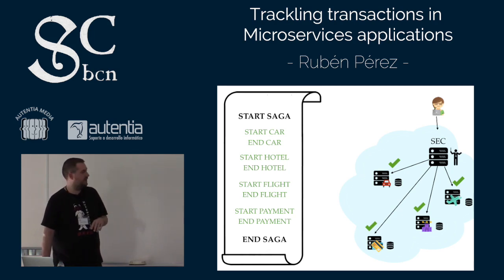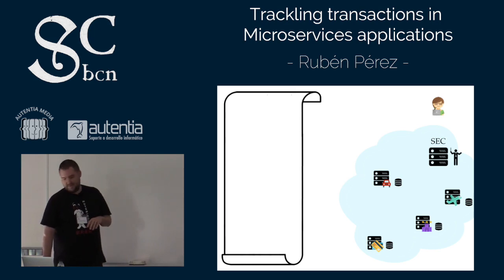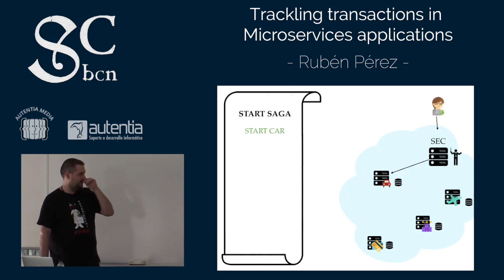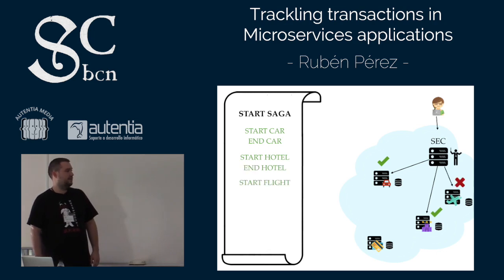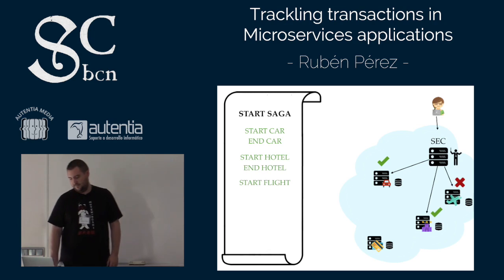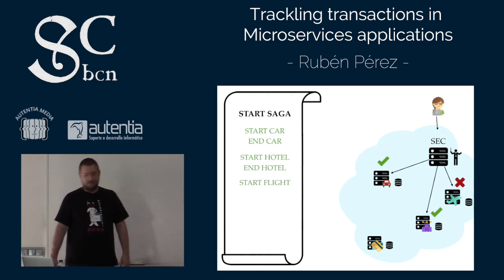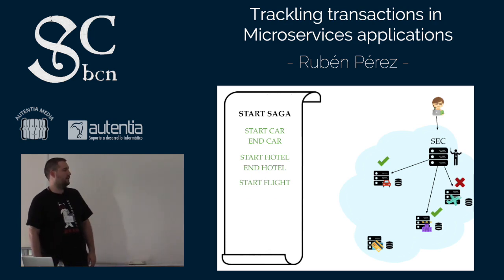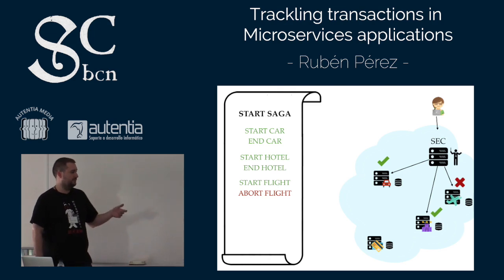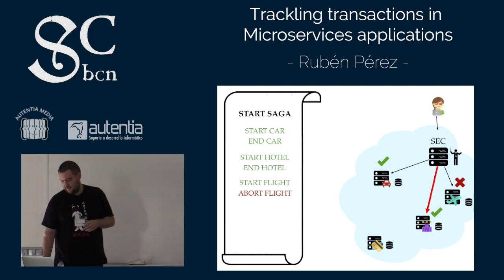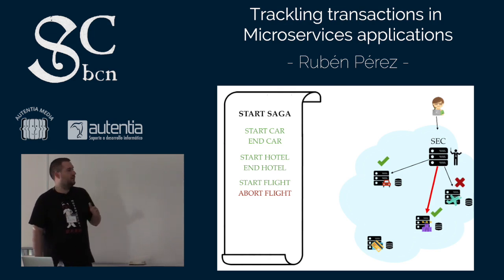No? Okay. Now, another scenario. The same flow, send the first request, succeeds. Send the second request, succeeds. We send the third request, and it fails, because there are no seats available. So what do we do now? We have to write to the log that we are aborting the saga, and also we are aborting the saga because the flight request failed.